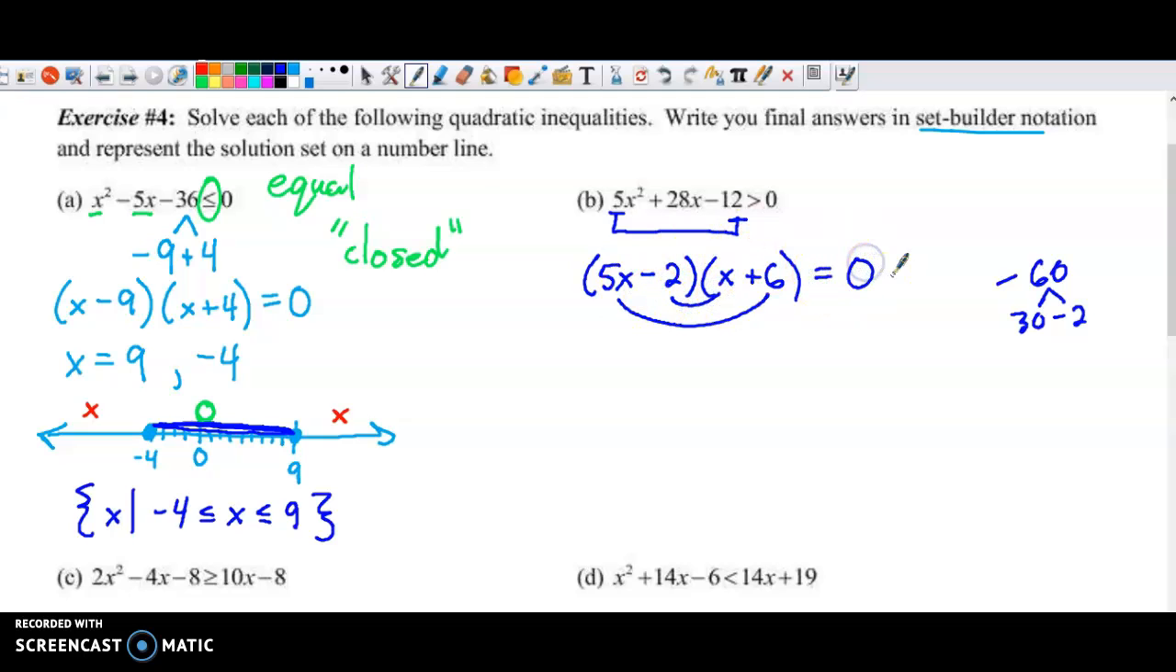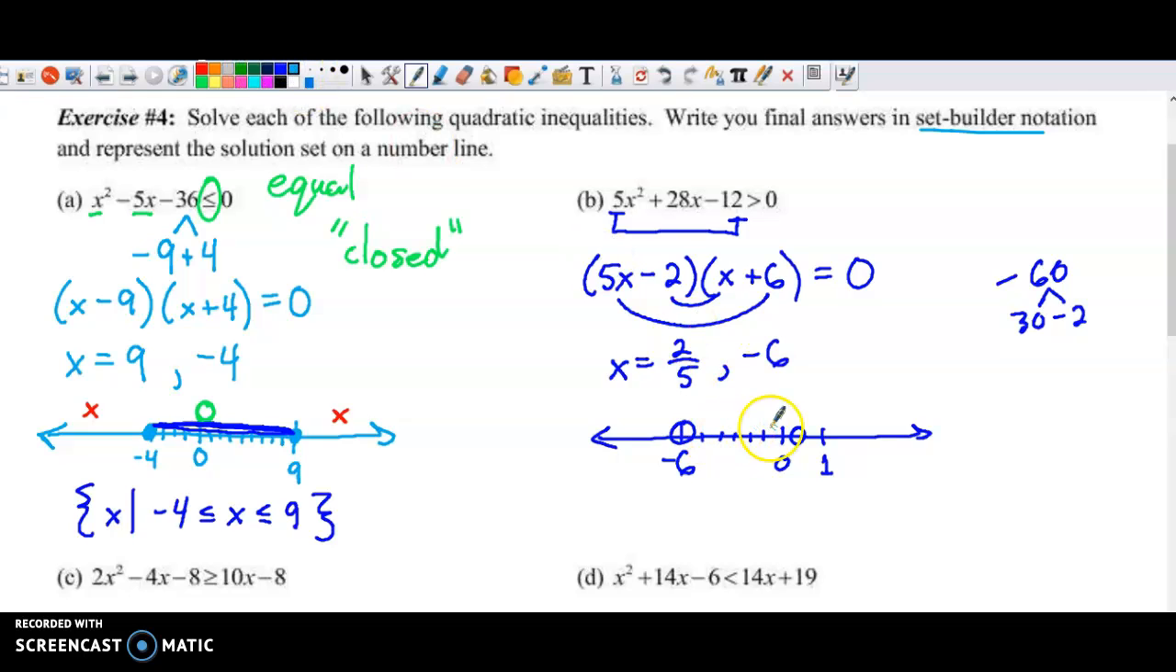Again, I'm setting it equal to 0, so then I can figure out quickly that my zeros will be 2/5, but then also negative 6. And this time when I check my intervals, again, I like to see 0. This time it's an open circle at 2/5 and negative 6. Open circle there.